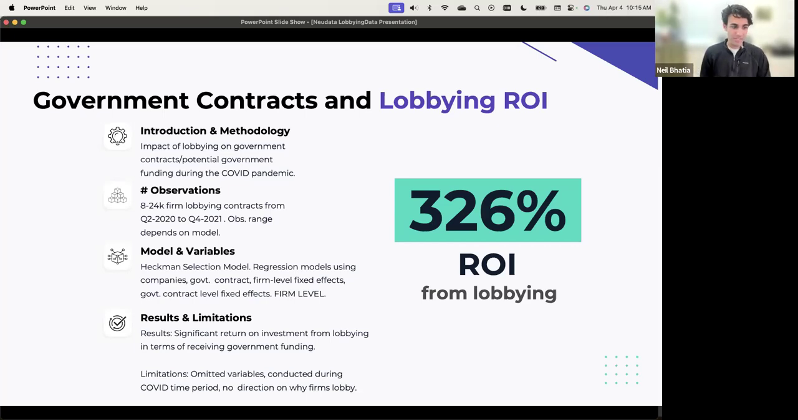The model they use here tells us that for every $1 spent on lobbying on a particular bill during this time period, they would receive a little more than $3 of money back in terms of a more generous government contract. So that's about 326% return on investment with engaging from lobbyists. We have another partner that's working on more present day research on this, just looking at government contracts and return on investment. But just based off the COVID time period, it's pretty interesting to see.